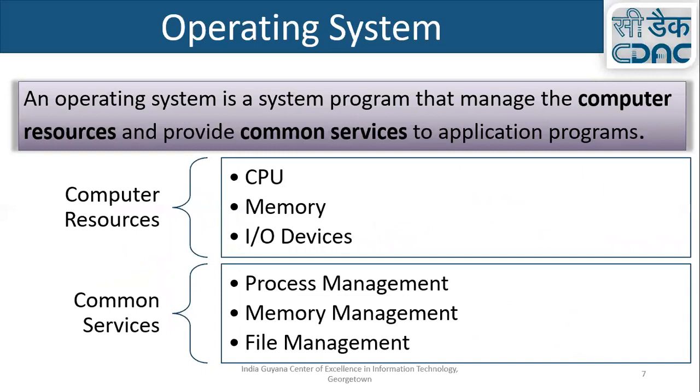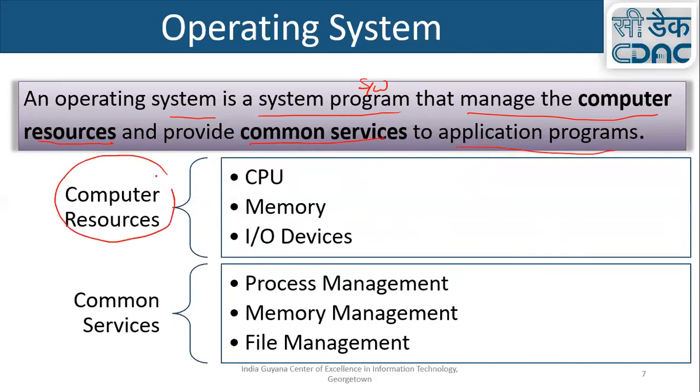Okay. So now what is an operating system? Let me define the operating system. So this is the definition. An operating system is a system program or system software that manages the computer resources and provides common services to application programs. So just two things.